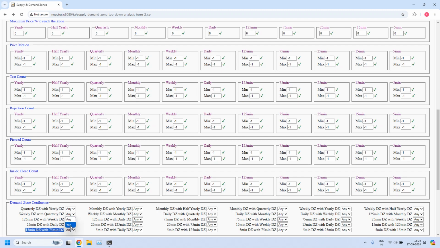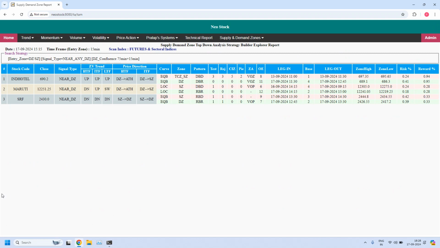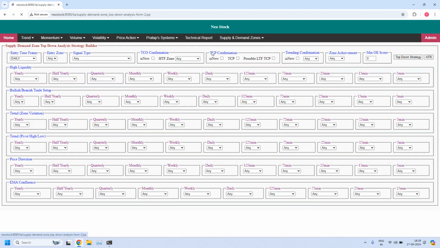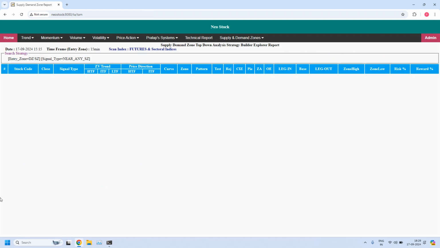I am enabling the filter. Let's verify. So these 3 stocks are having 15 minute zones having confluence with 75 minute zone. That means 15 minute zone is a part of the 75 minute zone. Okay, next for 15 minutes time frame, let us find the stocks near 15 minutes supply zone. So no stocks are filtered near the 15 minute supply zone.